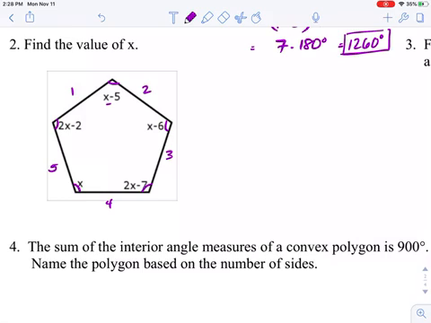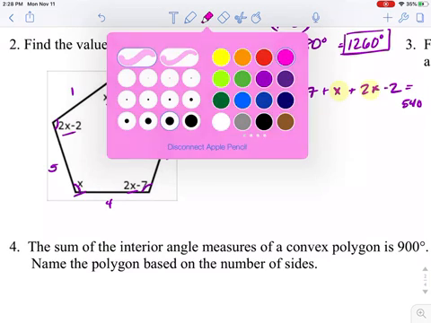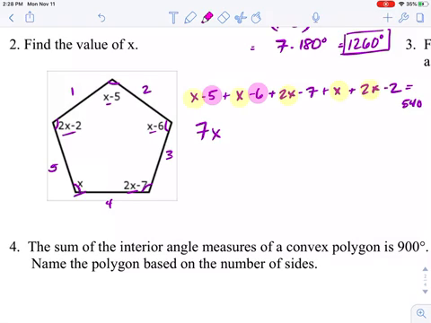I'm going to start here with x minus 5, plus x minus 6, plus 2x minus 7, plus x, plus 2x minus 2. I've done all 5, and that equals 540. Now I'm going to combine like terms. When I add these up, I have 7 x's, so I've got 7x. Now I'm going to combine the other like terms. Negative 5 and negative 6 is negative 11. It's negative 18. And then negative 20.